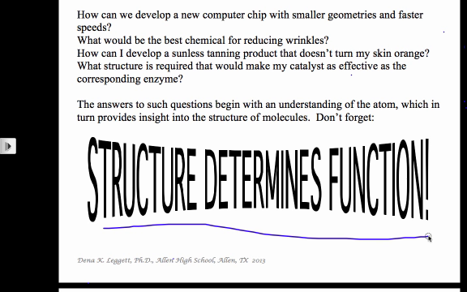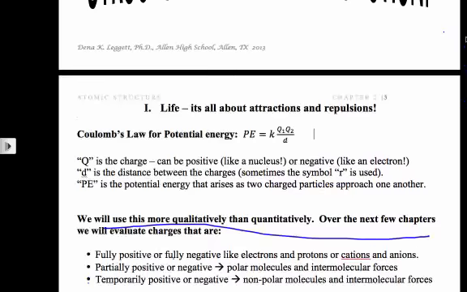What would be the best chemical for reducing all these wrinkles your little old lady teacher has been getting? You may want to go out and get a tan, and I'm going to caution you about skin cancer. So we'll need some chemistry to help us tan safely that doesn't make you turn orange in the process.